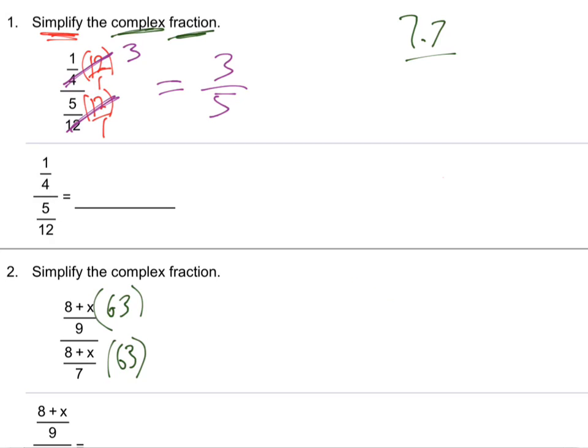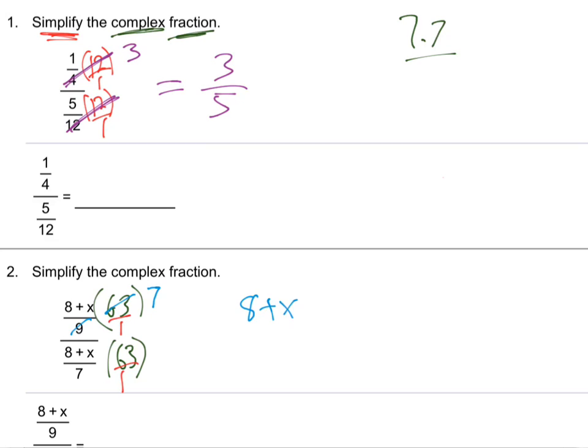And then we cross cancel, right? Because that's really a 63 over 1. 63 over 1. Now, you don't have to write that, but if that helps you, there you go. Okay, and we're going to cross cancel. So I'm going to go 9 into 63 7 times.